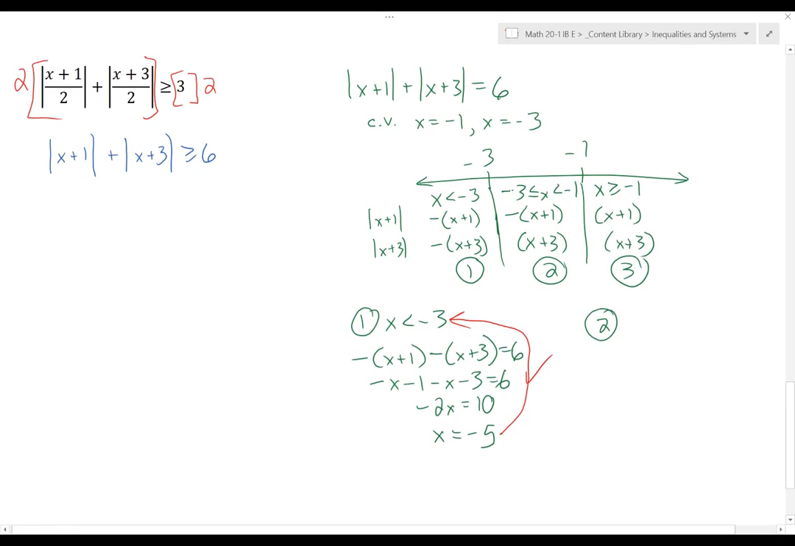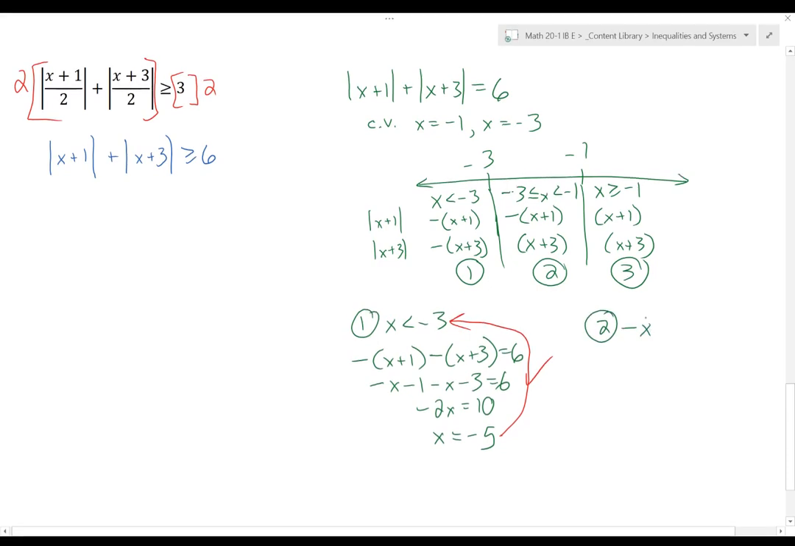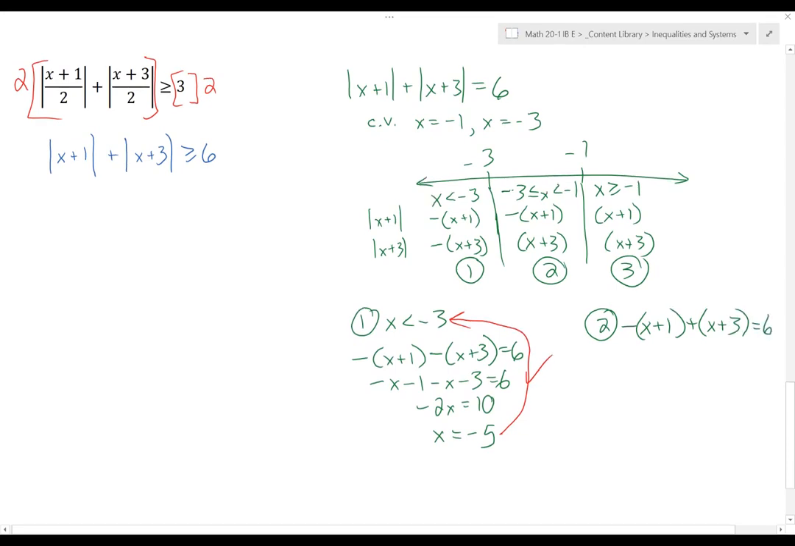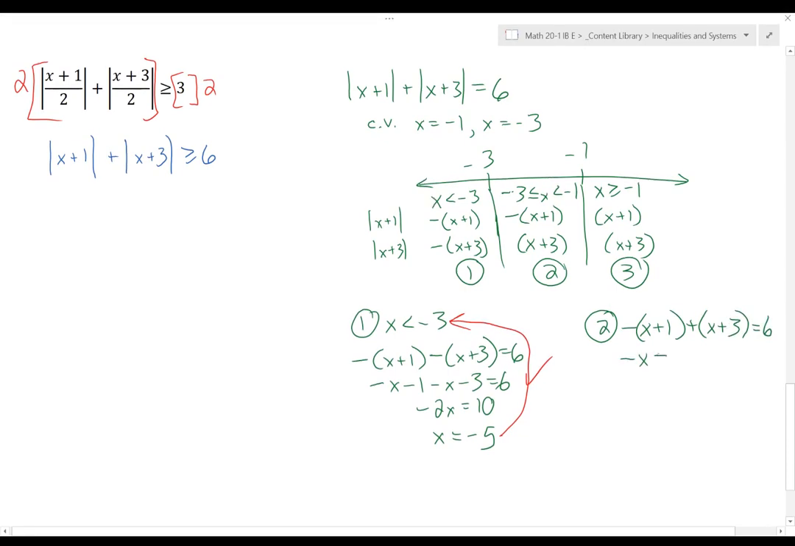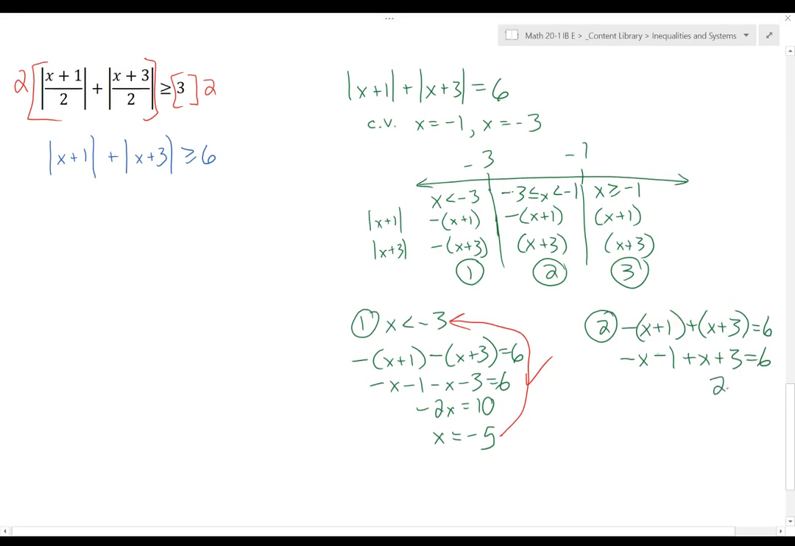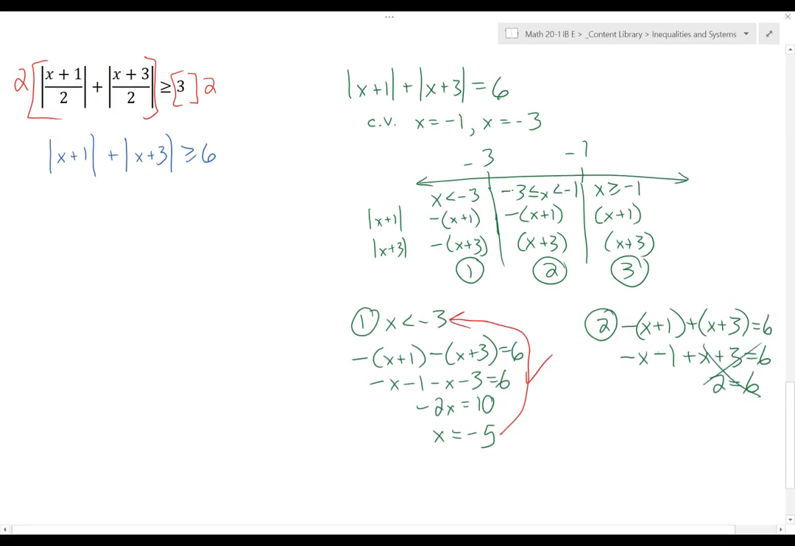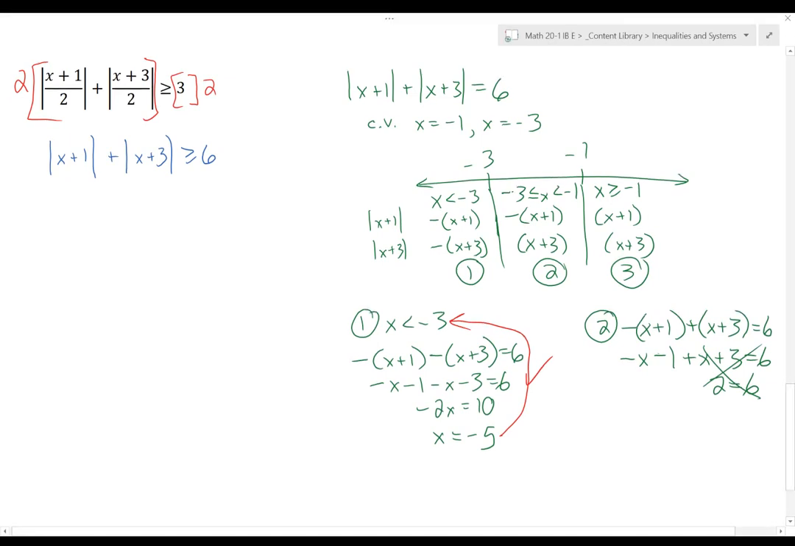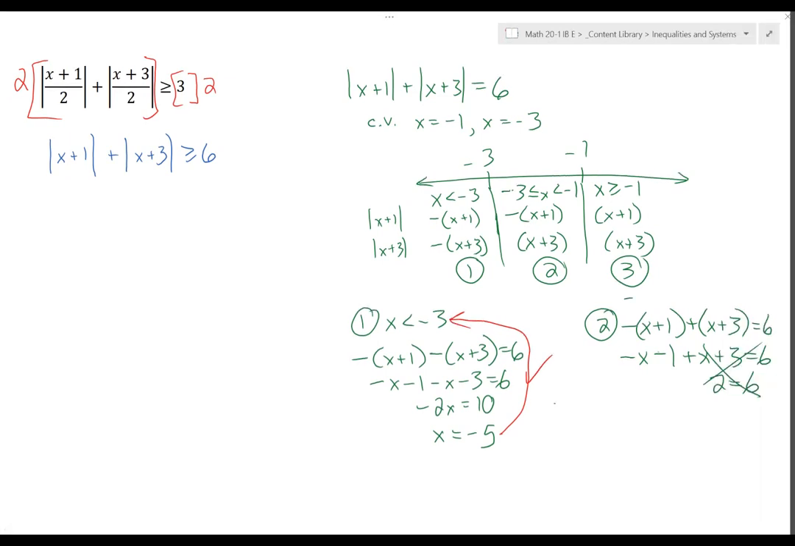Going on to equation 2, I've got the opposite of x plus 1 plus x plus 3 equals 6. We're going to see this happen a lot. I've got x's that are going to cancel out. But this time I have to be careful of whether I get something true or not. So when those x's cancel, I get 2 equals 6, which is not true. So no solutions in the interval between -3 and -1.